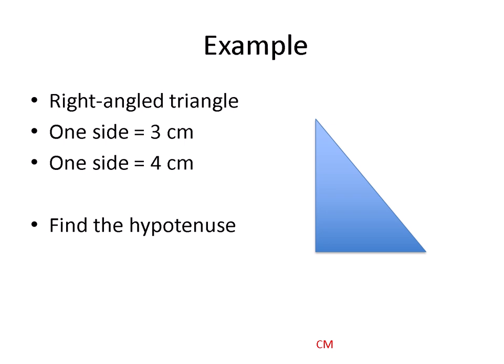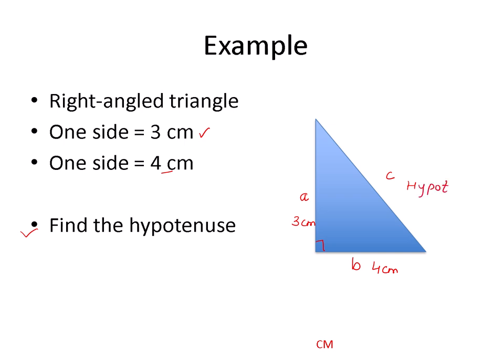Let us solve the example. So this is your right angle triangle. Label them. This is A, this is B, and this is C. They said one side is 3 centimeter. So this is 3 centimeter. Other side is 4 centimeter. So this is 4 centimeter. And your question is find the hypotenuse. So you need to find the hypotenuse.